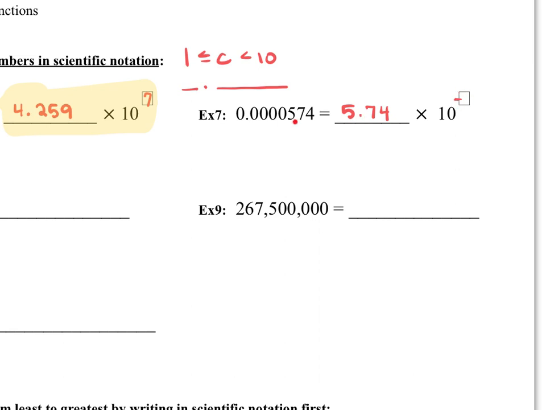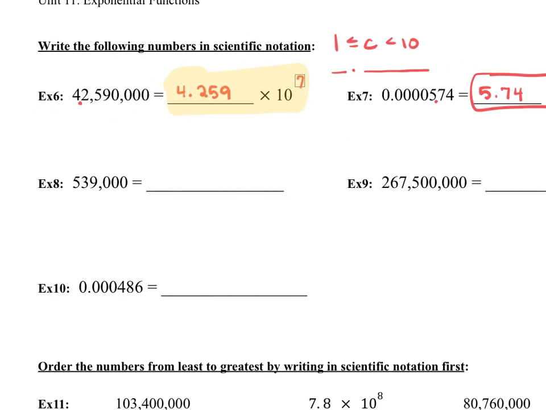So I would start here and count backwards. 1, 2, 3, 4, 5. So that means in scientific notation, my final answer is 5.74 times 10 to the negative 5th. And if someone tried to convert this, they would start at my decimal point and they would move back 5 times, arriving at this standard notation number.